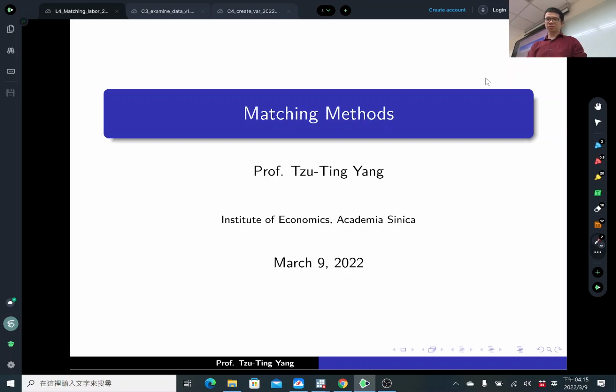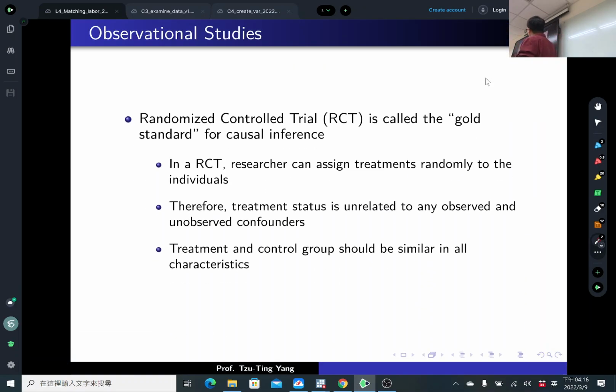So matching methods. From last week, we learned our first identification strategy to identify the causal effect. That is the randomized control trial, RCT. And RCT is, you can consider, the golden standard, so it's the best identification strategy for causal inference. Because causal inference is trying to help us identify causal effect using observed data. But when you use observed data, you usually will mix the causal effect with selection bias.